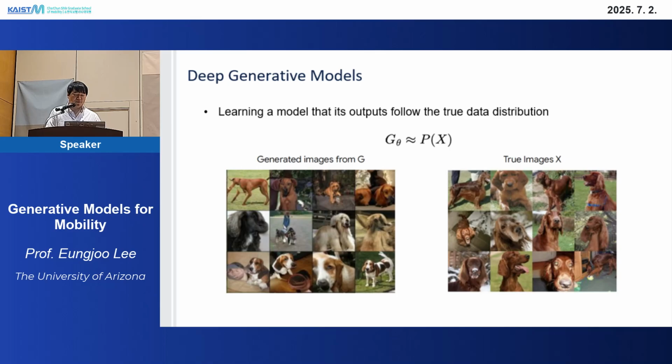Due to the large scale of the data set, you may have seen that deep generative models have been powerful in this generative AI field. This is basically to learn a model whose output follows the true data distribution. The figure on the right gives the example of a true image, which is X, and people are interested in getting generated images from G based on the generative models.